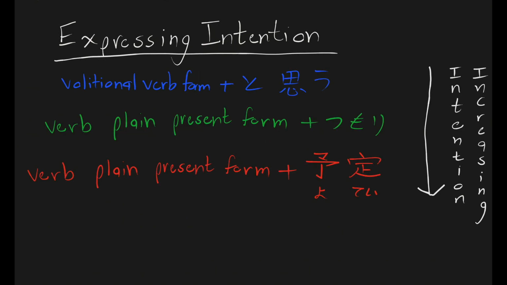So that was expressing intention in Japanese with the volitional verb form plus tomo, the verb plain present form plus tsumori, and the verb plain present form plus yote.